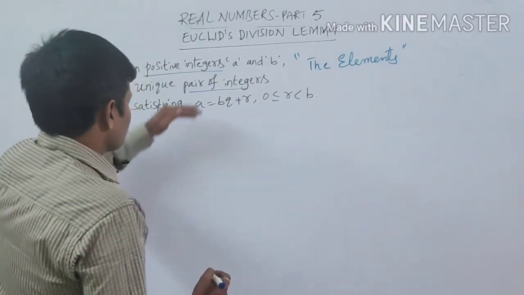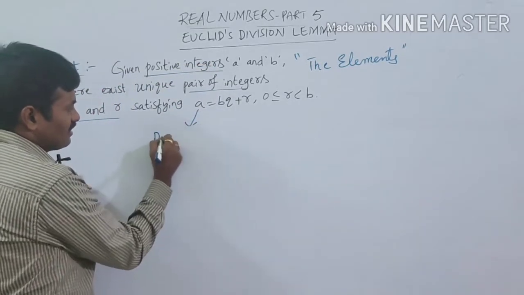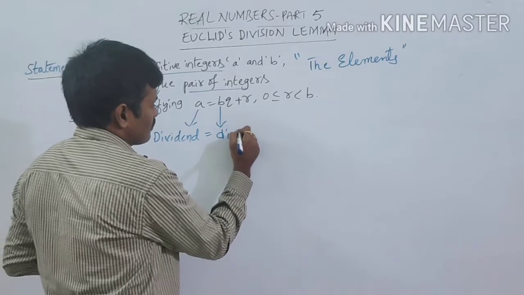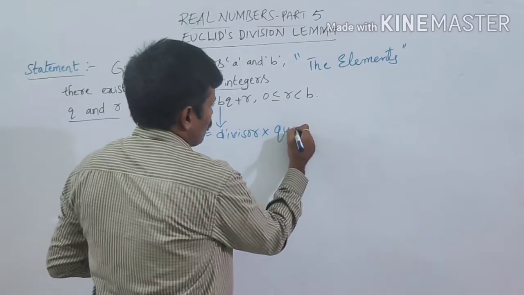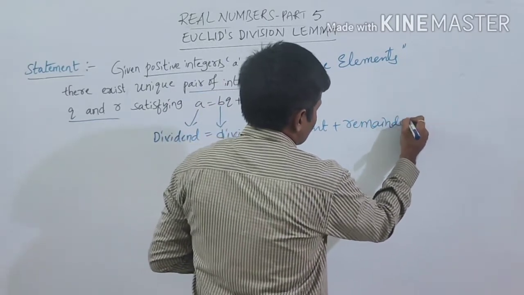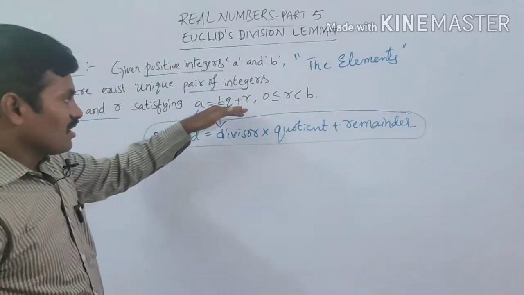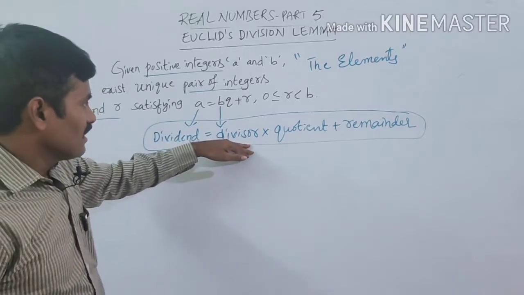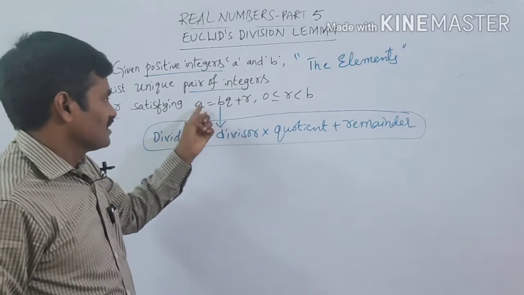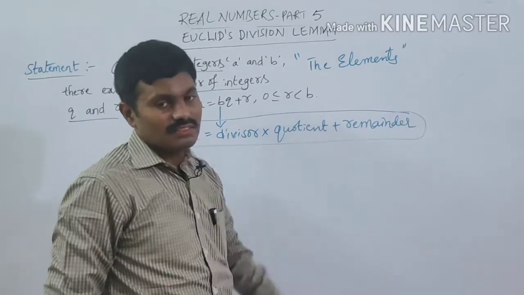Suppose by using this, dividend is equal to divisor into quotient plus remainder. Yes, it is like this. It is already well known to us, but here it is given as a separate relation in equation form, a is equal to bq plus r, where r lies between 0 and b, including 0.